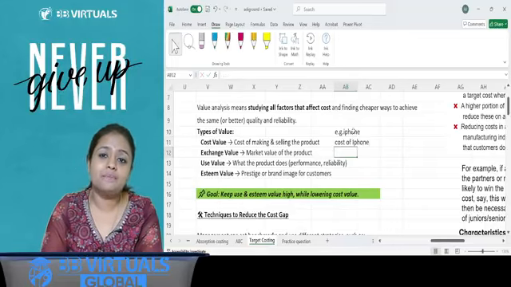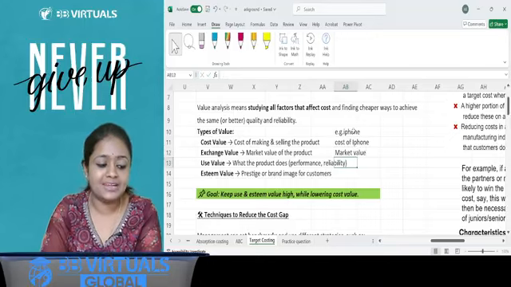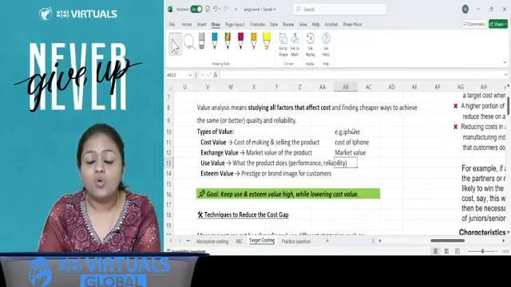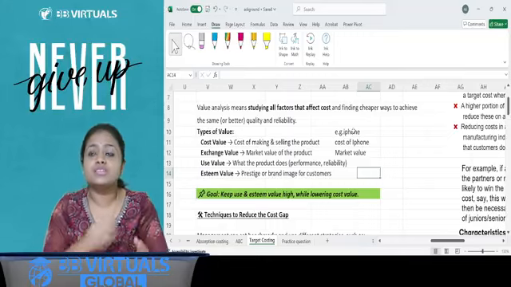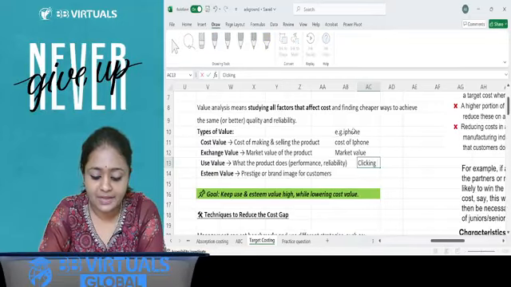Correct? What can be the exchange value? The market value. At what value you're going to sell it in the market. I hope I'm clear. Third, what is the use value? See, what is the use that iPhone is going to serve? It will help you in clicking better photographs.